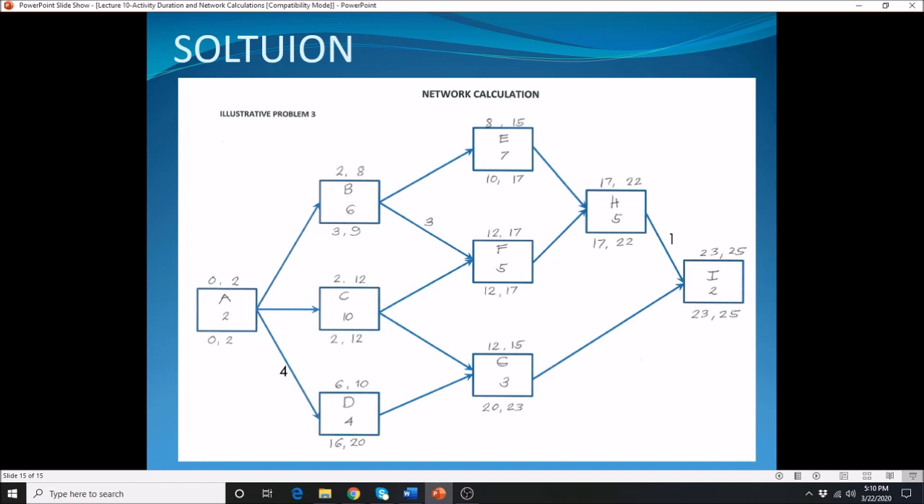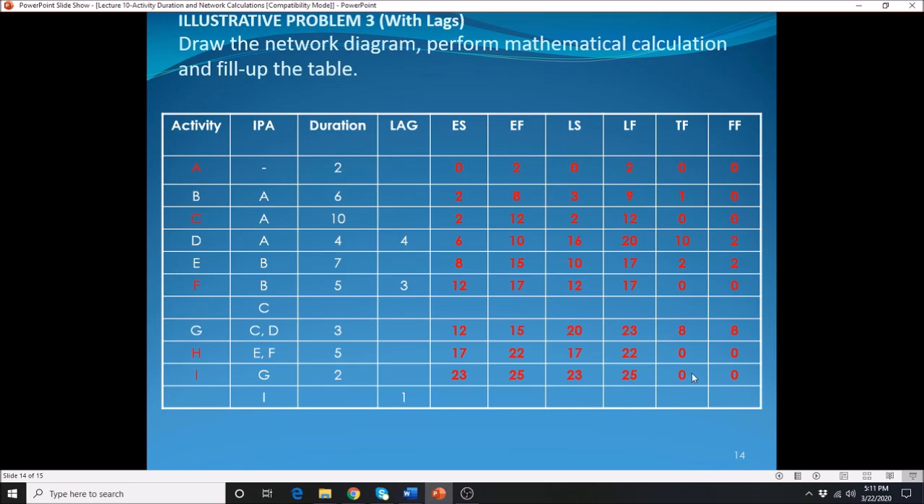The only thing they have to calculate now, those non-critical. So here on your B, your total float is 3 minus 2 or 9 minus 8. Alright, and then for your free float, you have to choose the minimum. So we have here 8 and 12. So minimum is 8. 8 minus 8, that is 0. Alright, so H is critical. So total float is 0 because 23 minus 1, 22 minus 22, that is 0. So that is how you calculate all the values.